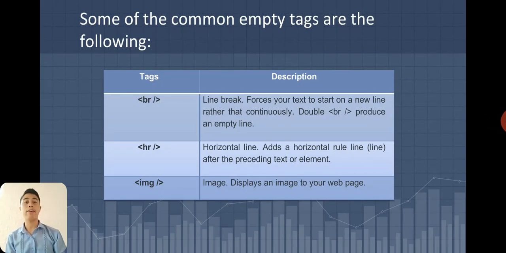So number 1, we have the enclosed brackets br forward slash. It is called a line break. It forces your text to start on a new line rather than continuing. Double br produces an empty line. Next we have the enclosed bracket hr forward slash. It is what we call a horizontal line. It adds a horizontal rule line after the preceding text or element. And the third one, enclosed bracket img forward slash. It is an image. It displays an image on your web page.